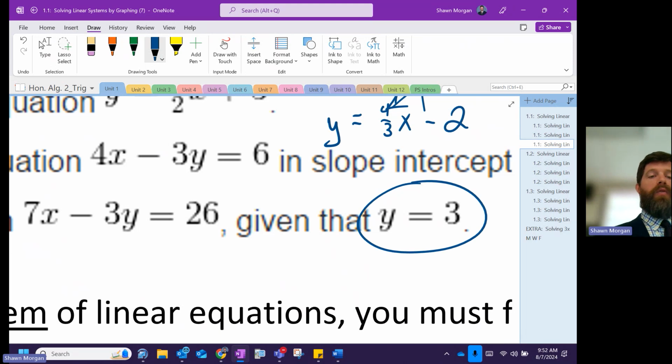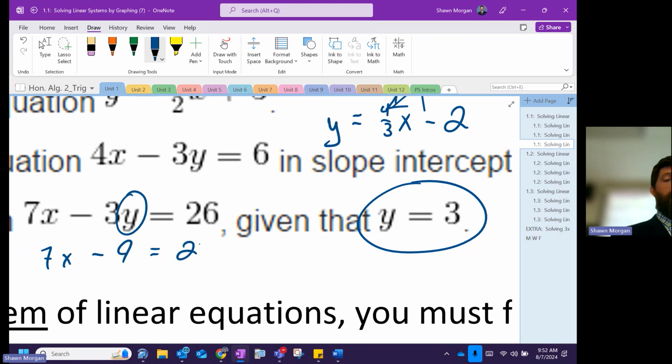So what happens if y equals 3 is I can substitute it in. So I get 7x minus 3 times 3 is 9. And then it becomes a matter of a simple 2-stepper. Freddie, hit me up. What are my 2 steps? Good. So we get x equals 5.